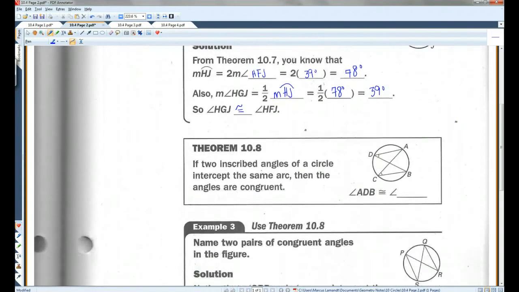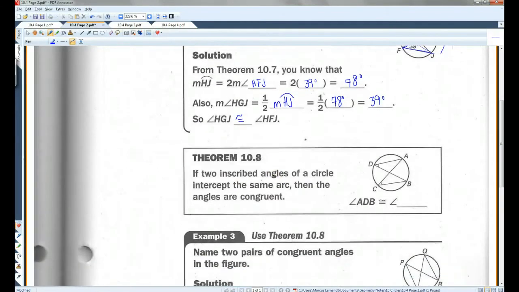Which leads us into Theorem 10.8. If two inscribed angles of a circle intercept the same arc, kind of like what they did up here, then the angles are congruent. So in this case, angle ADB is congruent to angle ACB.